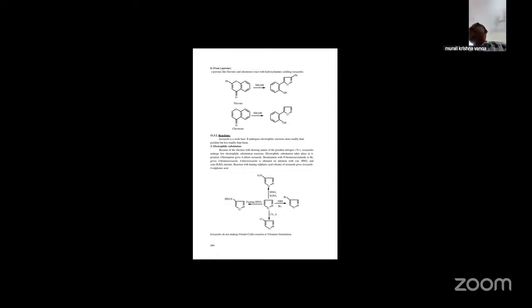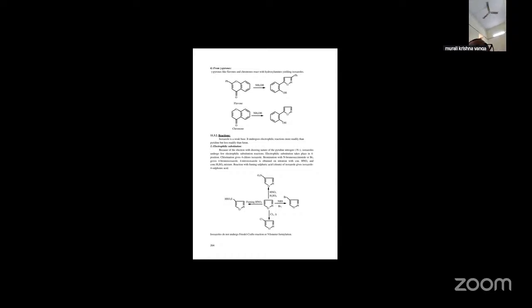Electrophilic substitution reactions take place at the C4 position, such as bromination with NBS, nitration with HNO3/H2SO4, sulfonation with fuming H2SO4, and chlorination with chlorine.